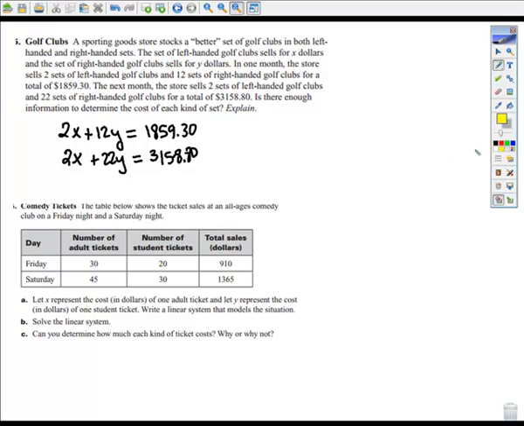Well, if I went to solve this, I would end up subtracting. So I would subtract, subtract, subtract, and then turn around and add it. So I would end up with negative 10y equals, I've got the 1859.30, subtract 3158.80, and I get negative 1,299.5. I can stop right here and say, yes, there's enough info.